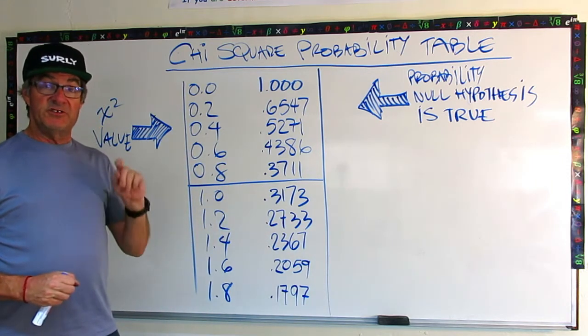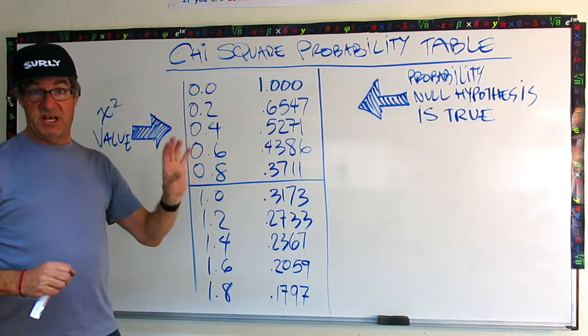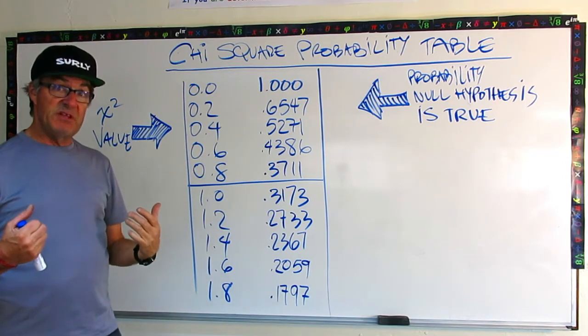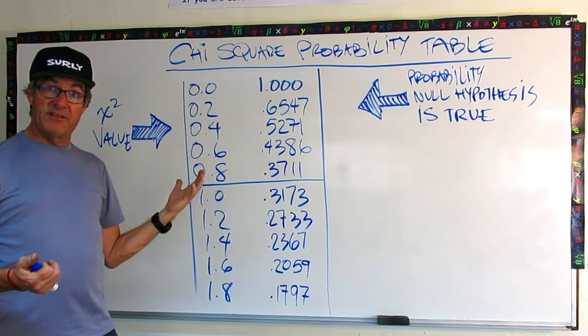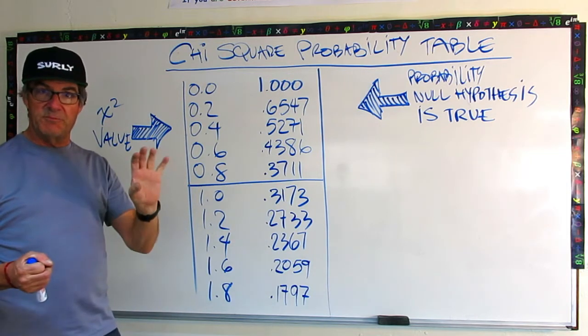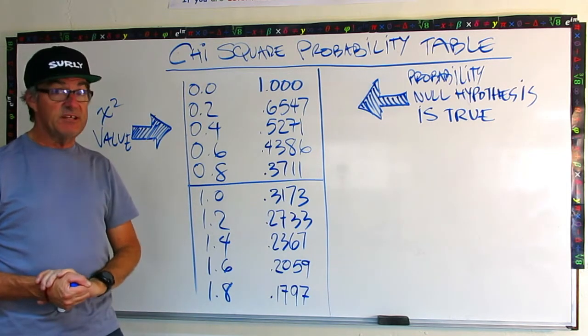On the planner, you'll see the page number for tonight's homework is a chi-square probability table. So I'm going to go over that on the board and then we're going to jump onto the computer and I'm going to walk you through the table that's actually in the book.